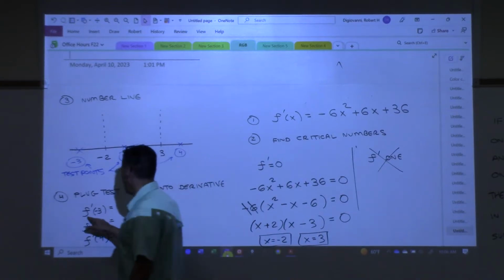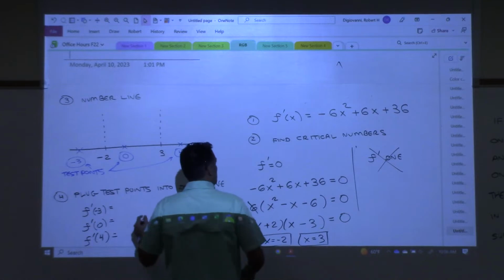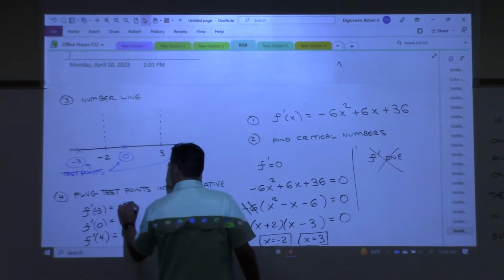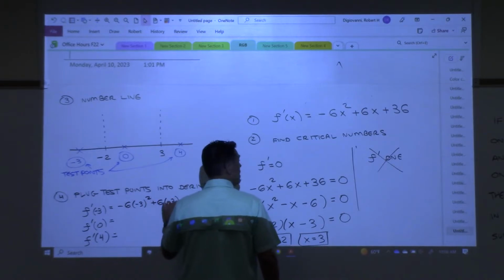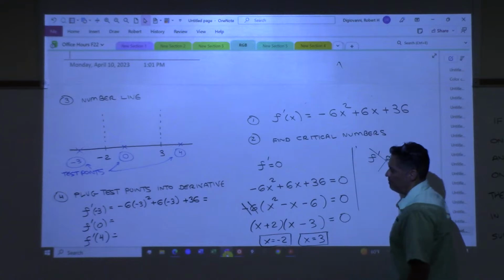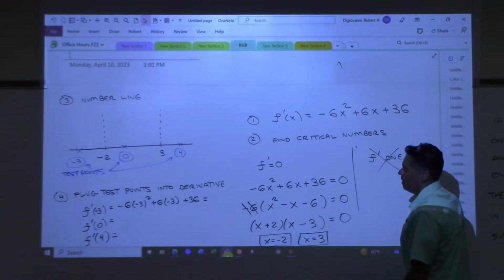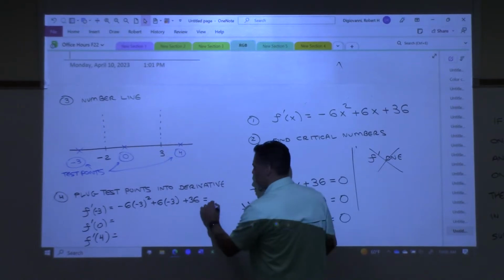So at -3, I plug into that, into this. That's going to suck. Okay, -6 times -3 squared plus 6 times -3 plus 36, and you get, I don't know. It's a negative number. Do you believe me? You just do that arithmetic. This is a negative number.